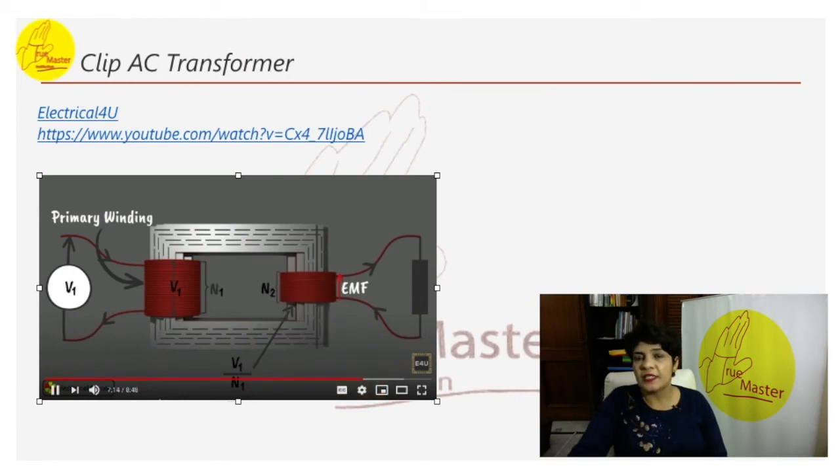N1 represents the number of turns, N2 represents the number of turns in the secondary coil. It's telling you V2 will be equal to N2 V1 by N1.